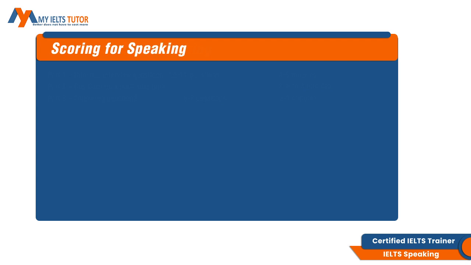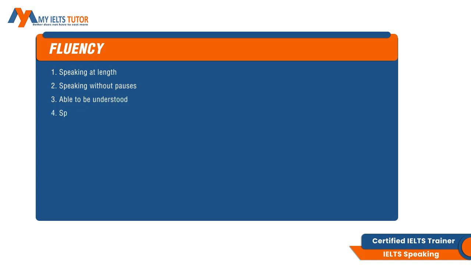Now scoring, there are 4 criteria that are considered, and each carries 25% of the total marks. These include fluency and coherence, vocabulary, grammar, and pronunciation. Now, under fluency and coherence, scorers are looking at your ability to do the following: speaking at length, speaking without pauses, being able to be understood, speaking without correcting yourself, and use of linking devices.